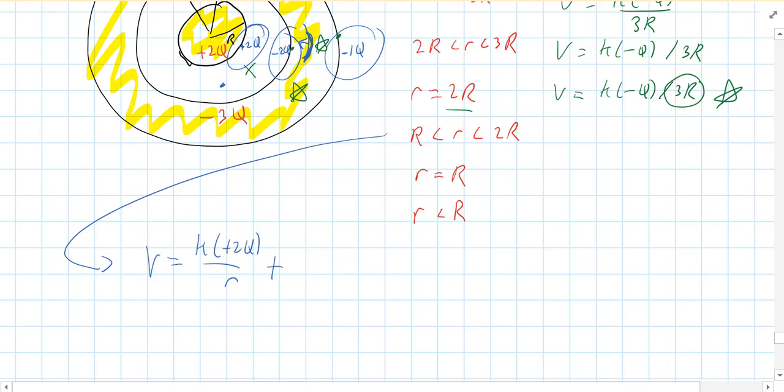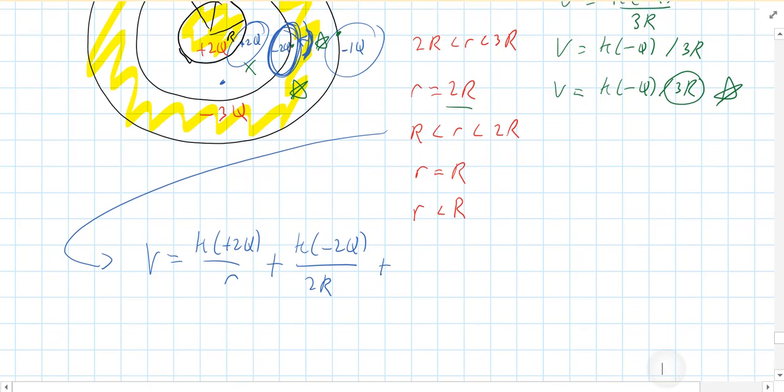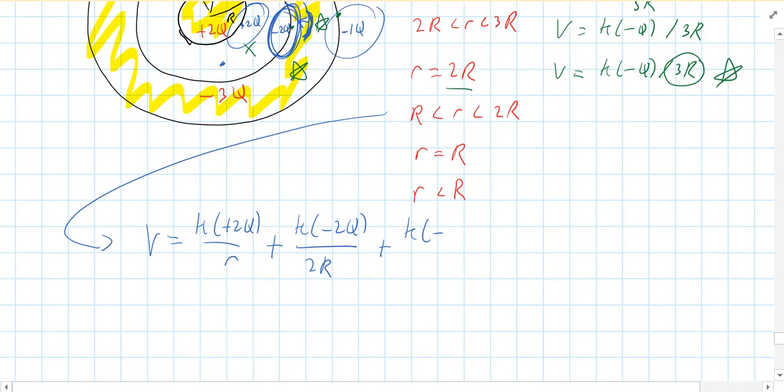Plus, you've got this negative 2q charge here, and it's equidistant. It's a spherical thing, so you do k times negative 2q. Now, where is that at? Well, that's at 2 big R, okay? All right, and then you have the outer charge, which is how far away from the center? Well, that's 3R. So you have k times negative q over 3R, okay?